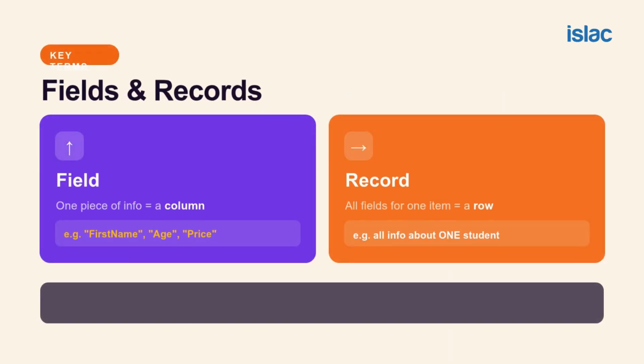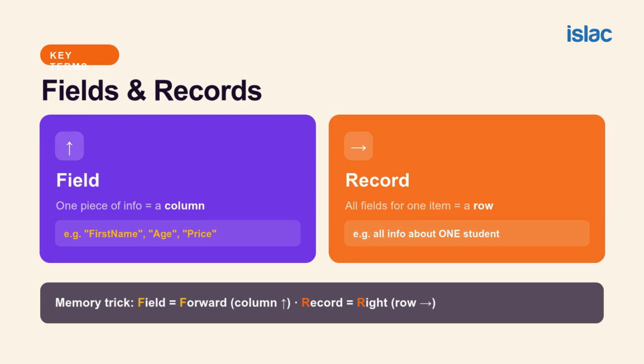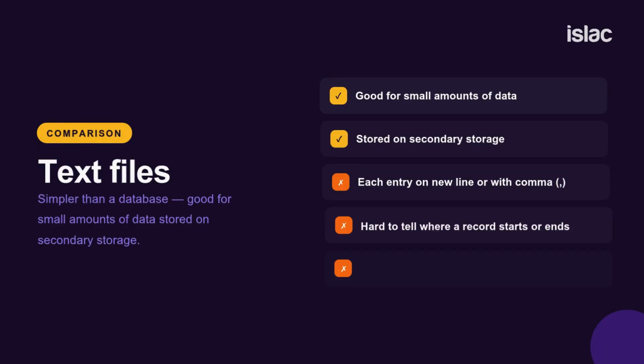A field is one piece of information shown as a column. A record is all the fields about one person or thing shown as a row. Remember, field equals column, record equals row. Text files store small amounts of data. Each entry is on a new line or separated by a comma. Unlike databases, it can be hard to tell where one record ends and another begins.